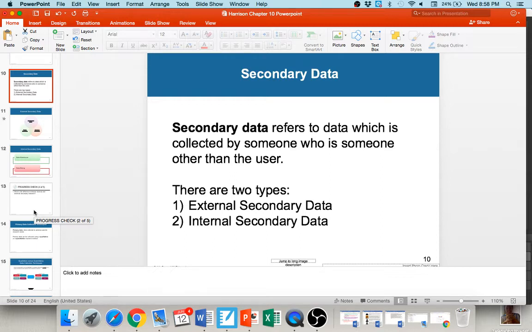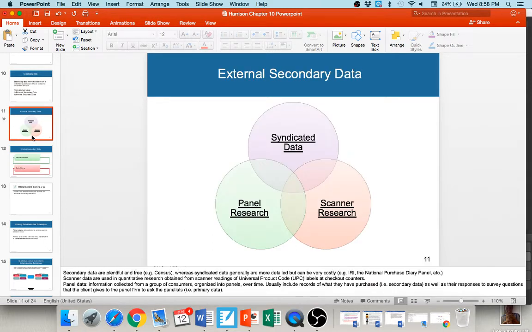So it's a little counterintuitive when we say primary and secondary data, but essentially secondary data is just talking about data that has been collected by someone other than the user. And there's two types of secondary data that we look at. We have external and internal. As we look at external secondary data, there's a lot of different things you need to know here. So I'm just slowly going to kind of break these up.